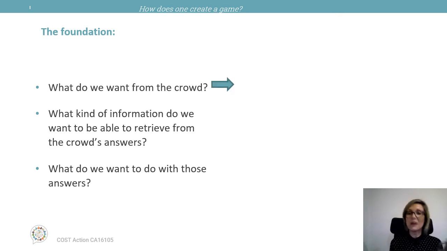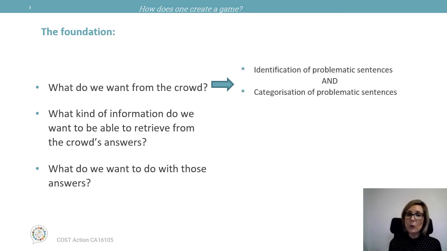And after a lot of discussion and many meetings, we concluded that we wanted the crowd to identify problematic sentences, which is something that we had done also with our Pybosa experiment, but also we wanted them to categorize problematic sentences.